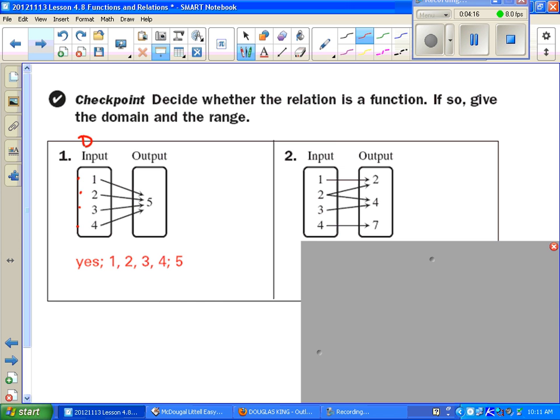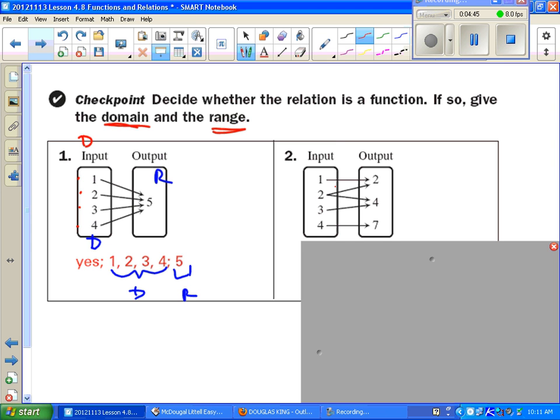It says, if so, give the domain and give the range. So your domain is 1, 2, 3, and 4. That's your domain, and what's in the function mapping in the input part. Your range is 5. It's what's in the output part. So give the domain and the range. Domain 1, 2, 3, 4. Range is 5.